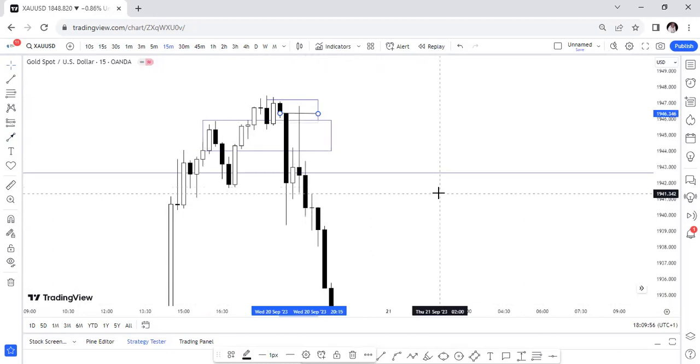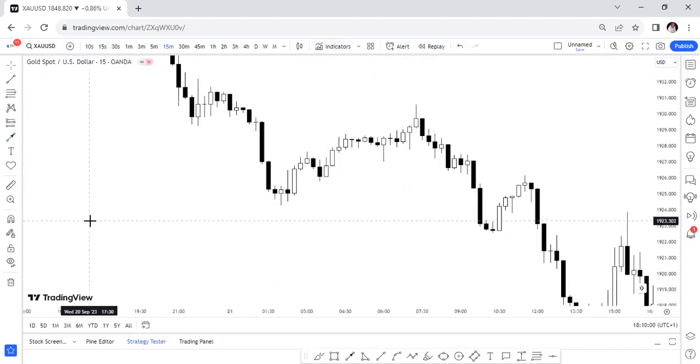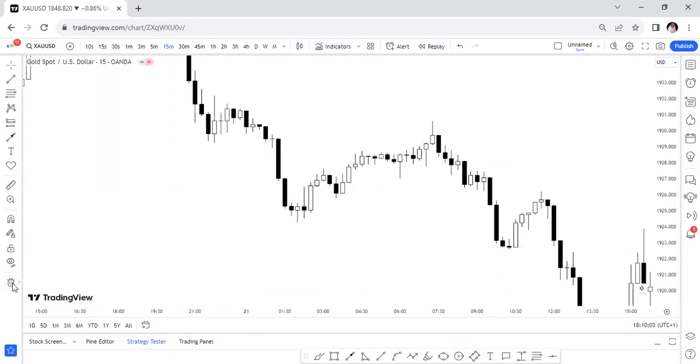So you can still use that one as a combination to fine-tune your setup. Yeah, so that is an engulfing trade for you. Then let's go to the next items.